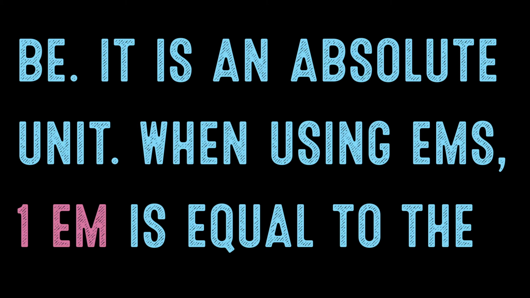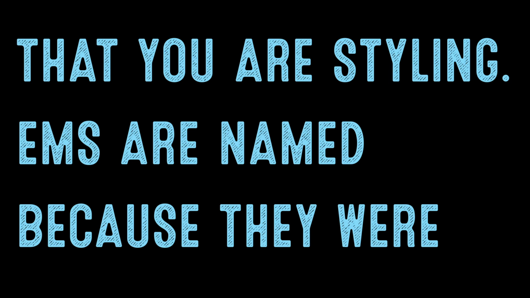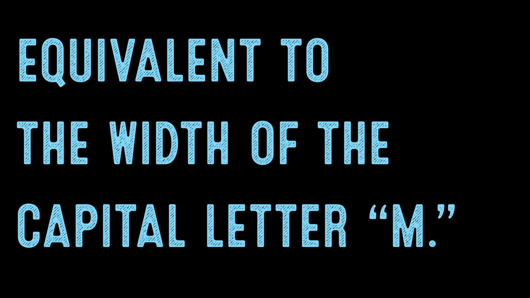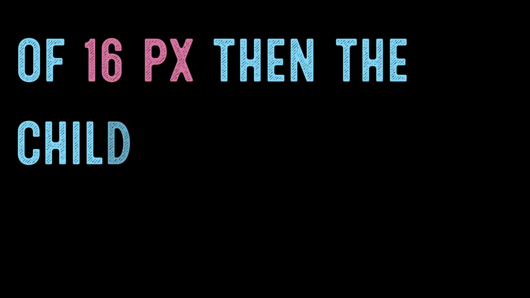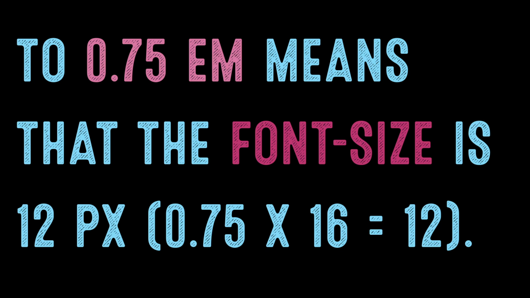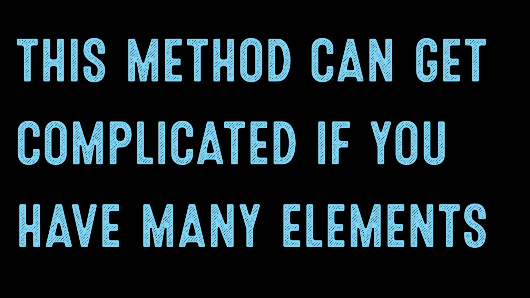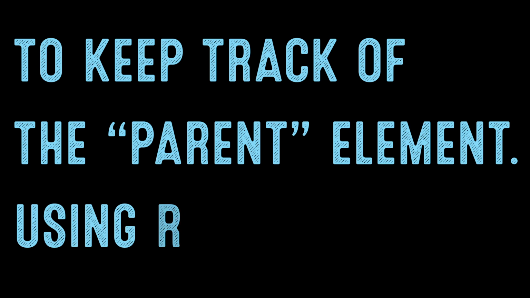When using ems, 1 em is equal to the font size set on the parent element of the current element that you are styling. Ems are named because they were equivalent to the width of the capital letter M. For example, if the parent element is set to a font size of 16 pixels, then the child element, having a font size equal to 0.75 em, means that the font size is 12 pixels. 0.75 times 16 equals 12. This method can get complicated if you have many elements nested in one another, so it becomes difficult to keep track of the parent element.